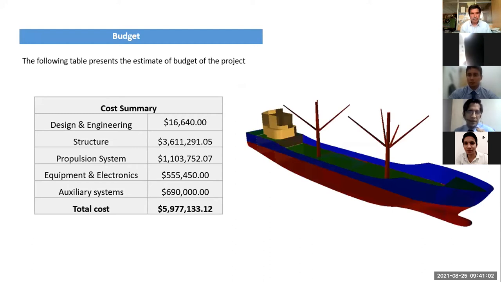Finally, we can see the summary of the cost. In our case, we analyze different sections of this presentation. And as we can see, the highest value in the cost is in the structure, approximately $3.6 million, and the lowest value was in design at about $16,000, and the total cost was approximately $6 million.